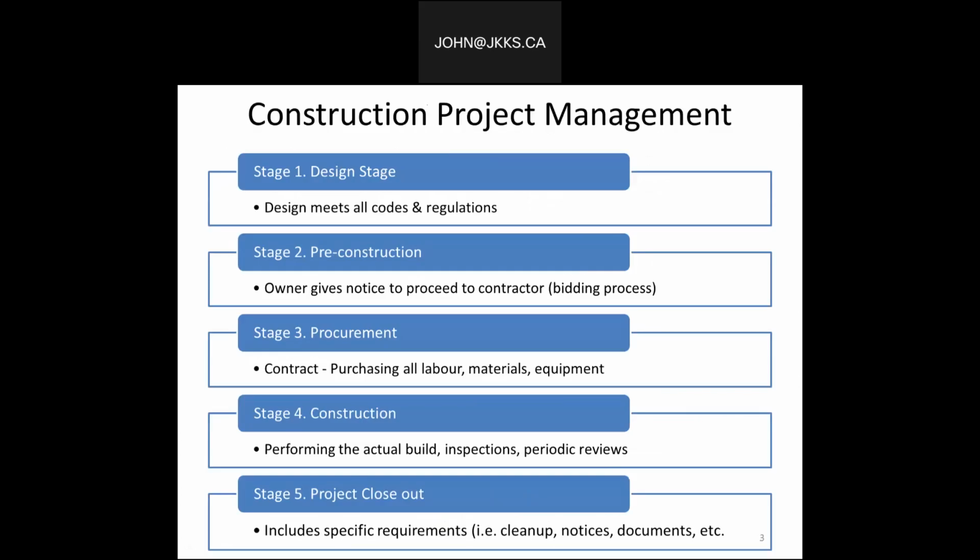If we take a look at the big picture, management for a construction project can be broken down into 5 stages as indicated on this slide. Stage 1 being the design stage, where the design meets all codes and regulations. Stage 2, the pre-construction stage. The owner gives notice to proceed to the contractor through the bidding process. And Stage 3, procurement, contract or purchasing of all labor, materials, and equipment.